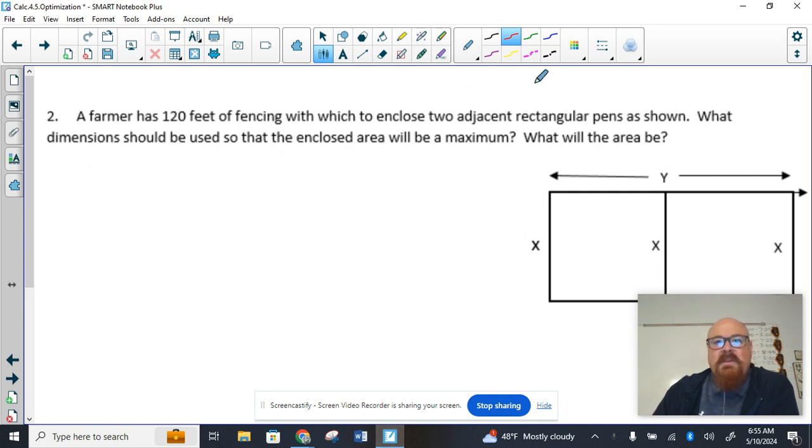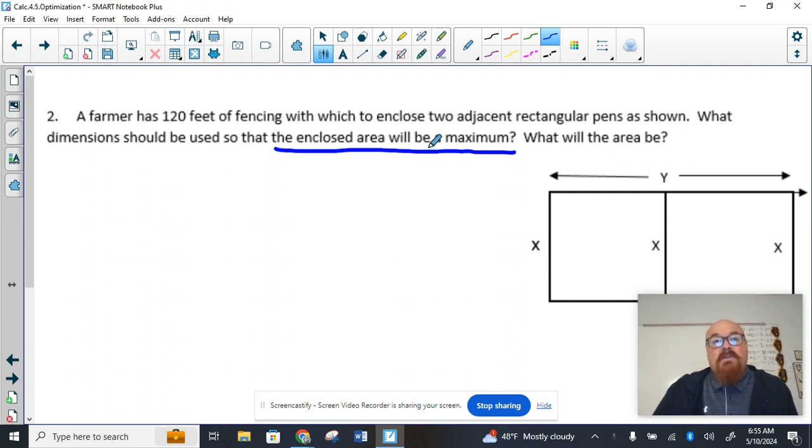Okay, so an optimization problem with some context finally, not just like, two numbers. We're actually trying to maximize something with context. So it says a farmer has 120 feet of fencing with which to enclose two adjacent rectangular pens as shown. What dimensions should be used so that the enclosed area will be a maximum?